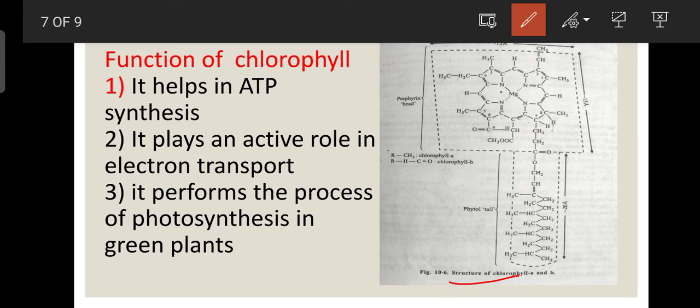Functions. It is helpful in ATP synthesis. It plays an active role in electron transport. It performs the process of photosynthesis in green plants. It is a very important function that it performs photosynthesis in all the green plants.